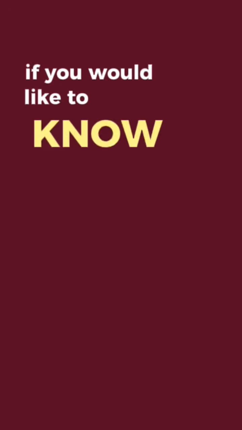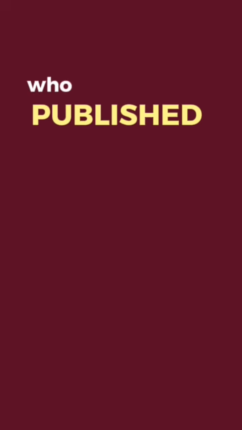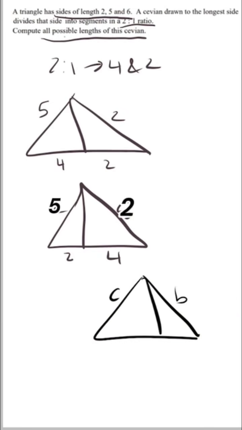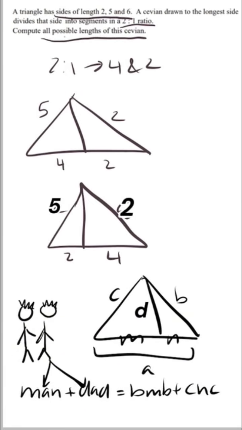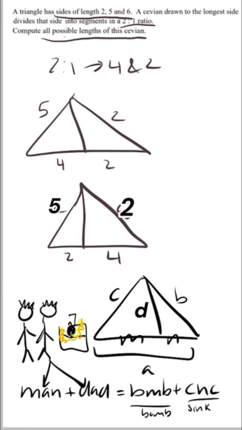If you would like to know, this theorem is named after a mathematician named Matthew Stewart who published the theorem in 1746. So anyways, this theorem says that if we have a triangle with the sevian going through it as shown, with lengths as shown, man plus dad equals bmb plus cnc. Now a fun way to remember this is a man plus his dad put a bomb in a sink.